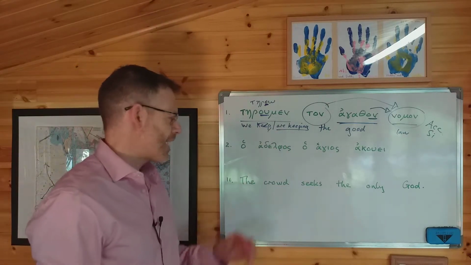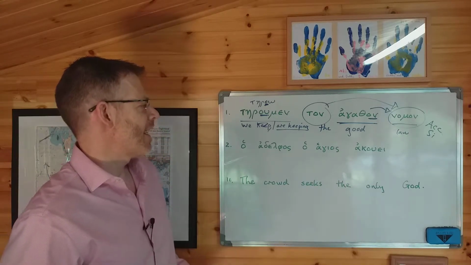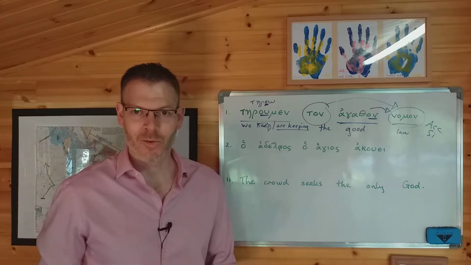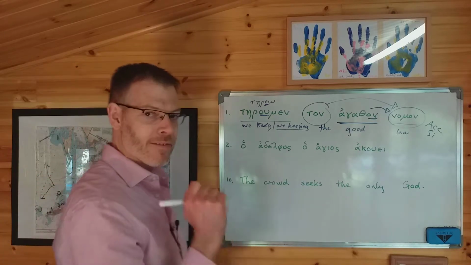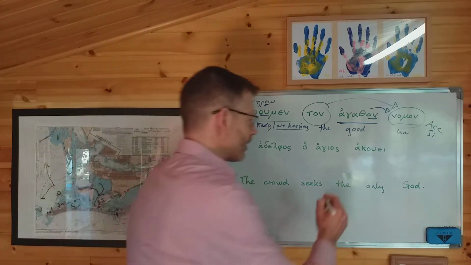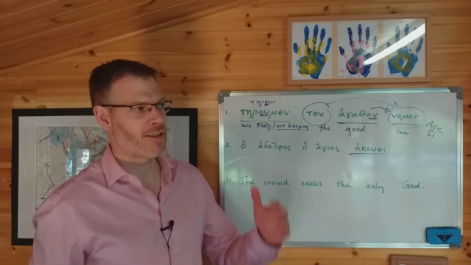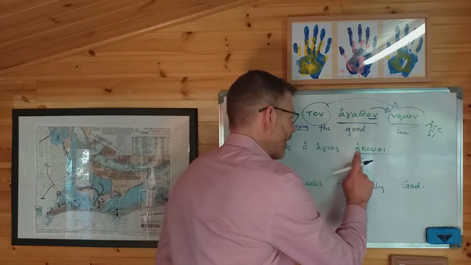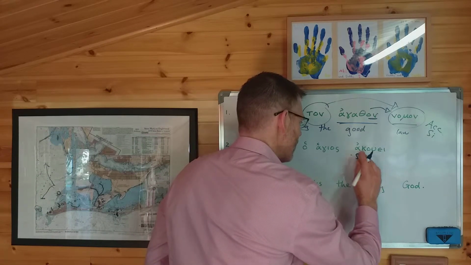That's the first one. Second, okay, ho adelphos ho hagios akouei. Ho adelphos ho hagios akouei. What do we do first? You know already because you've already found it. You find the verb. The verb is, round of applause, well done. Akouei comes from akouo, meaning I hear.